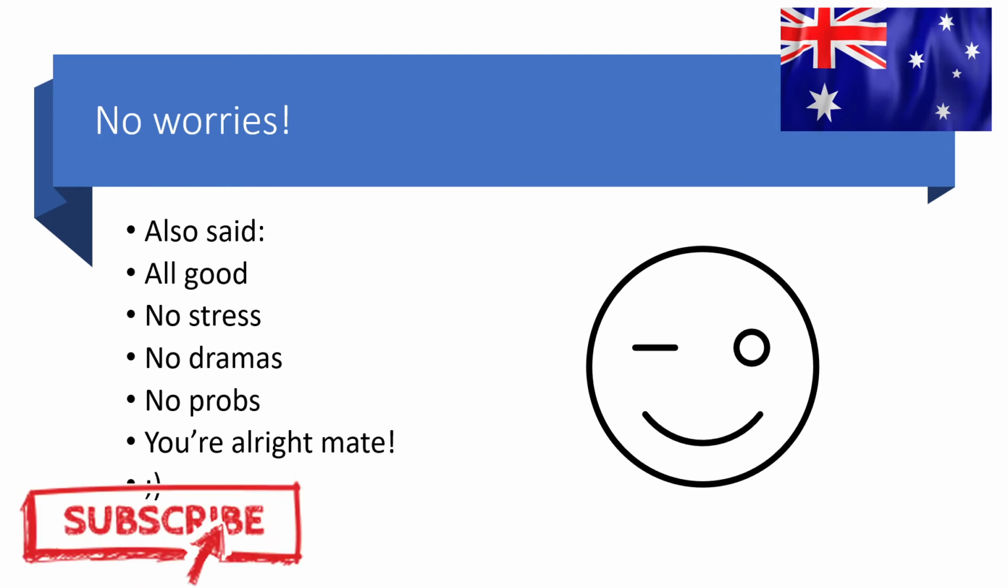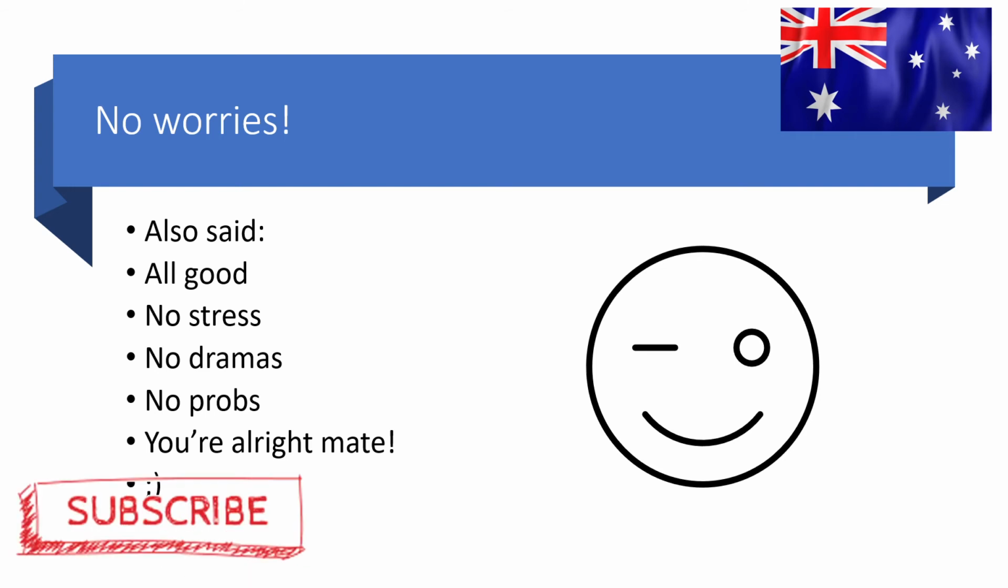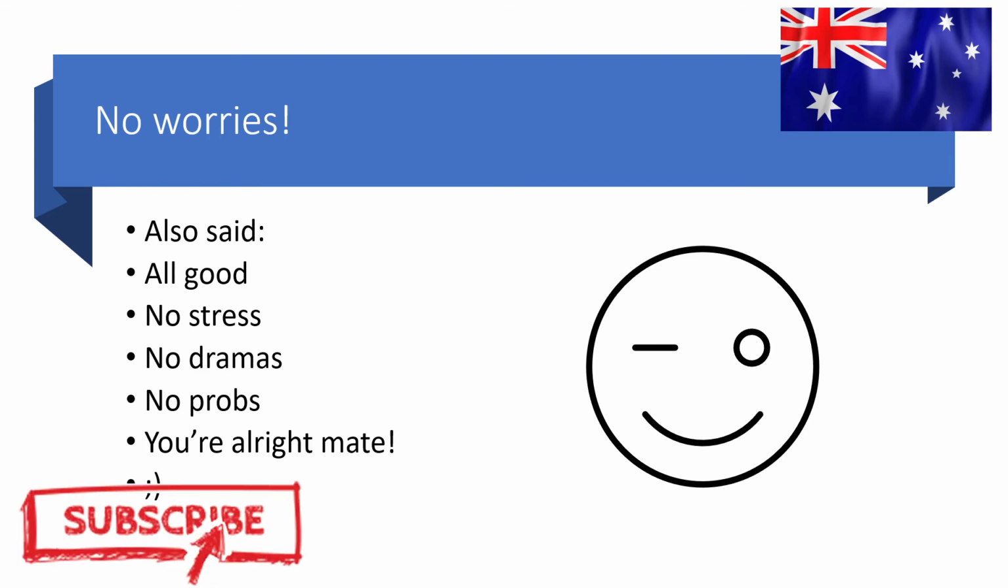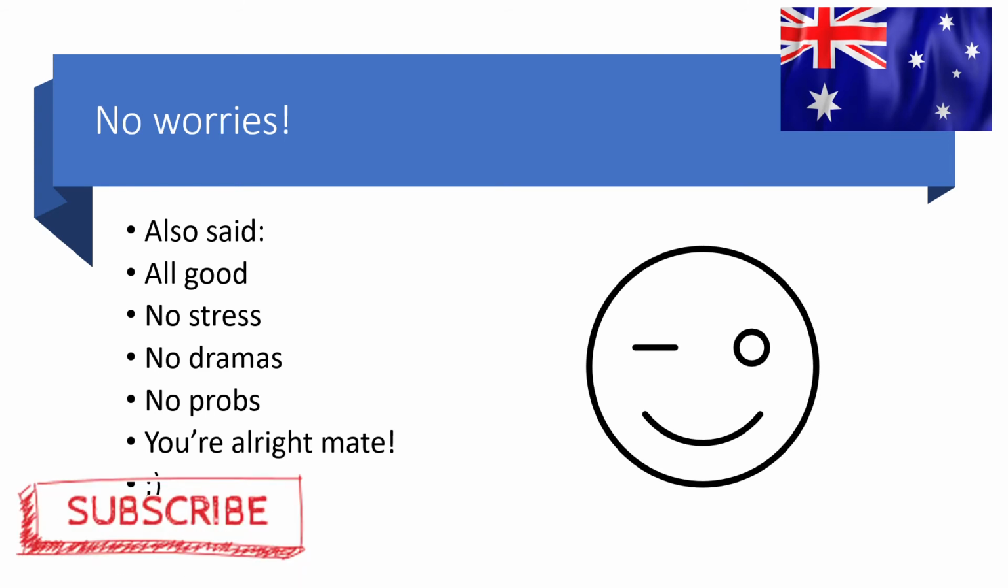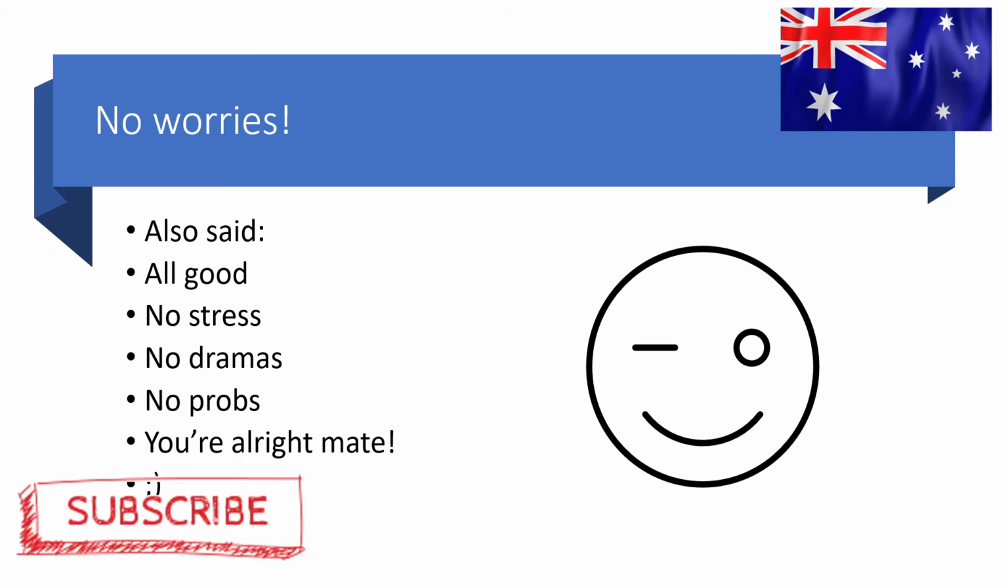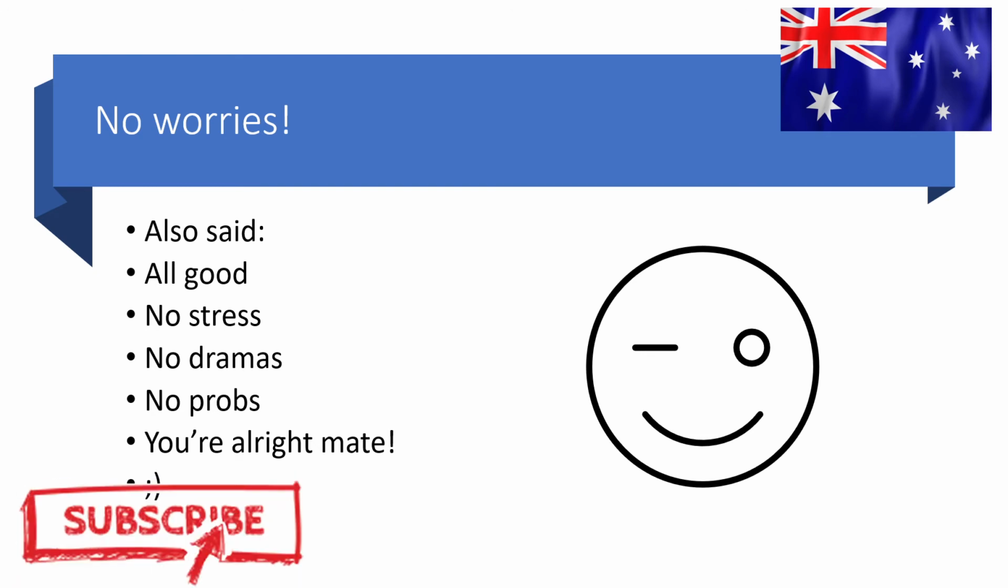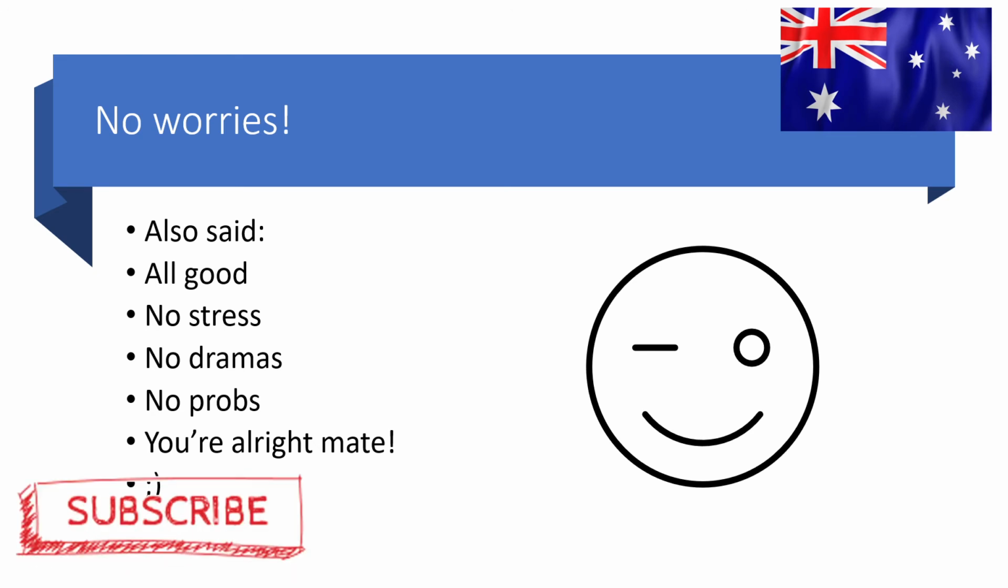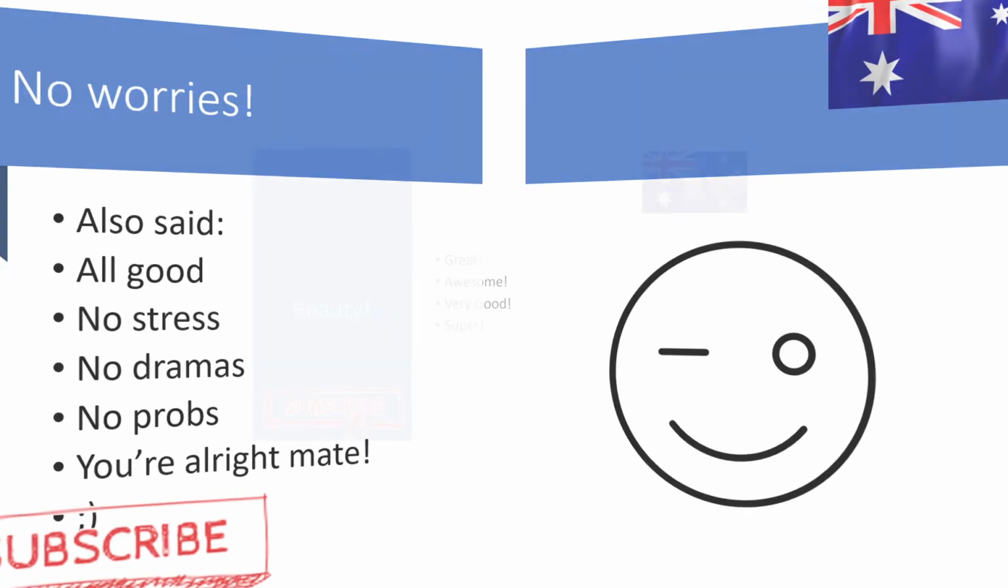You're right, mate. This is one of my favorites as well. You're right, mate. It's very friendly, casual, and a very positive way of saying that whatever your mate or somebody in the train or on the road or anyone has done, it's okay. You can tell them that it's okay, it's all right. But normally, another alternative that I haven't mentioned here is the expression "it's okay," "it's all right." These are also other ways of saying no worries in Australian English.